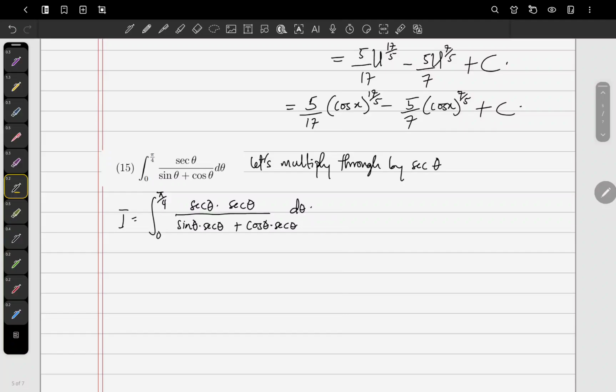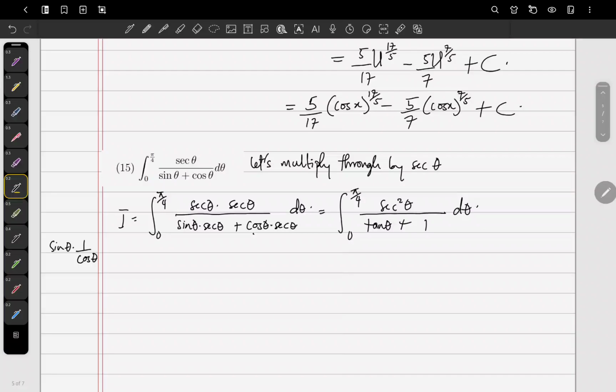So in this case, sec theta times sec theta, that is just sec squared theta. So we have 0 to pi over 4 sec squared theta. And this is exactly the reason why I have decided to multiply by sec theta, because I can see that sine theta times sec theta, where sec theta is 1 over cos theta, will just give us tan theta. So that gives me something in the denominator whose derivative is in the numerator, which is good. Very good, especially since cos theta times sec theta is just 1.